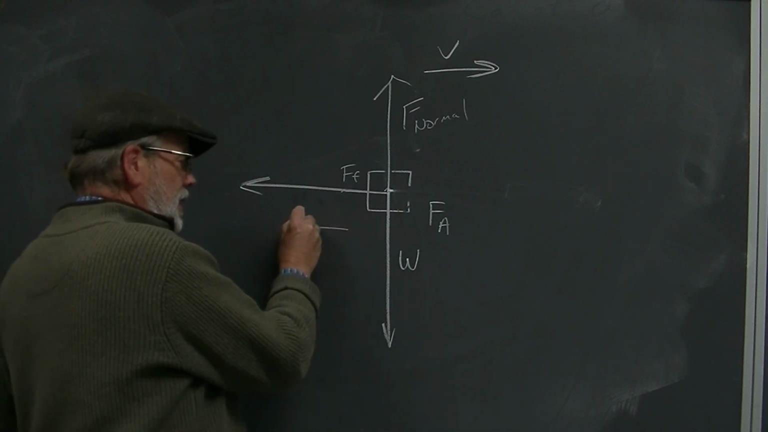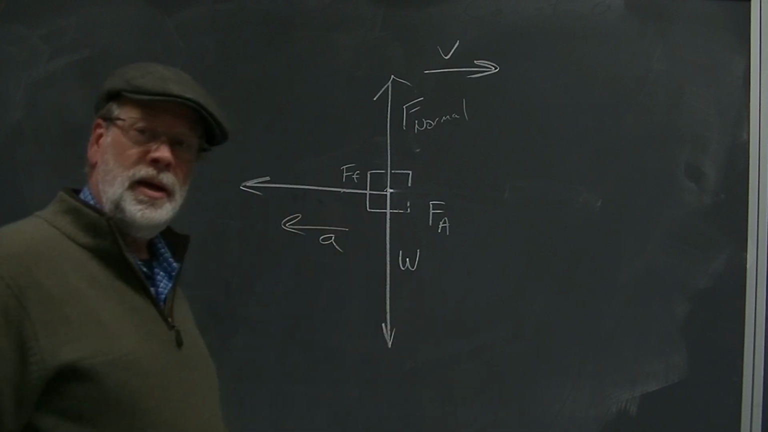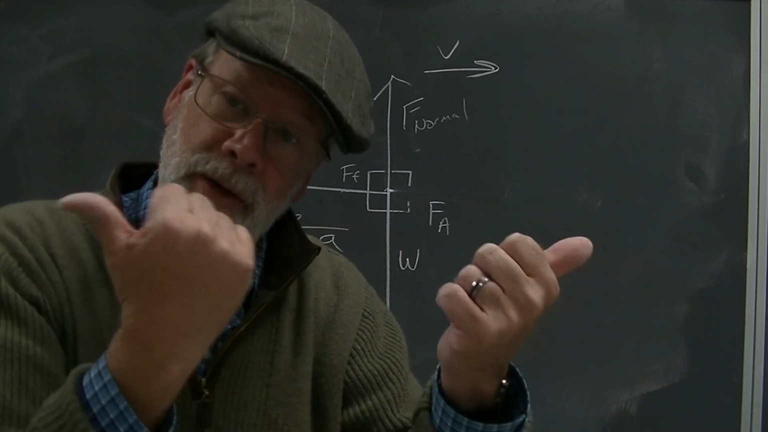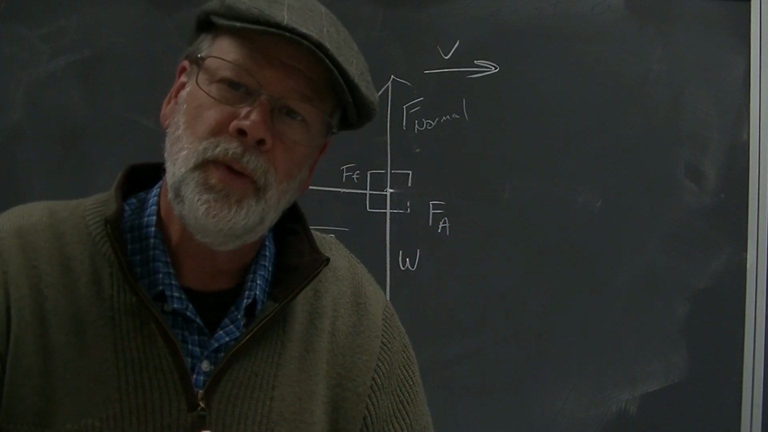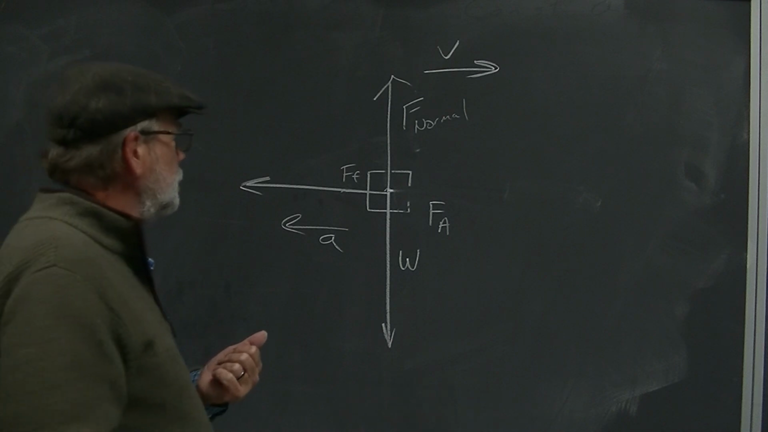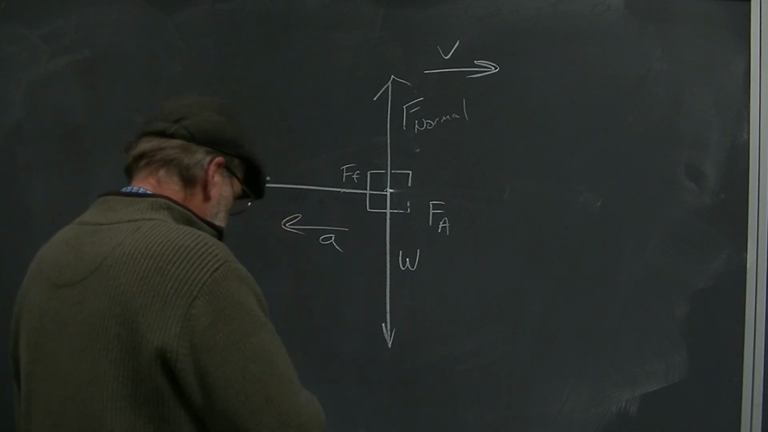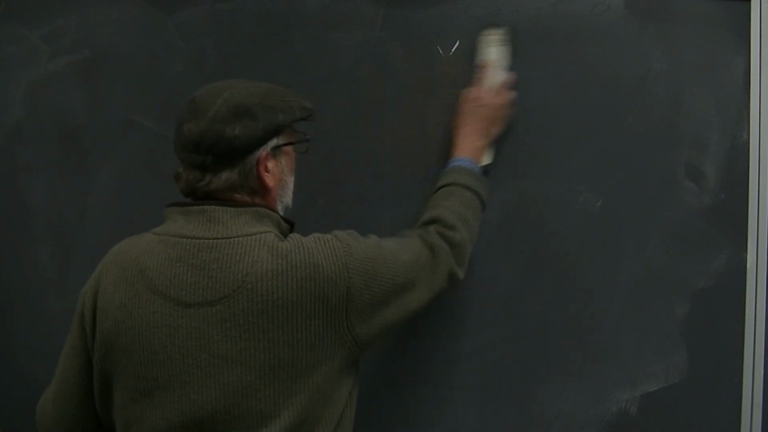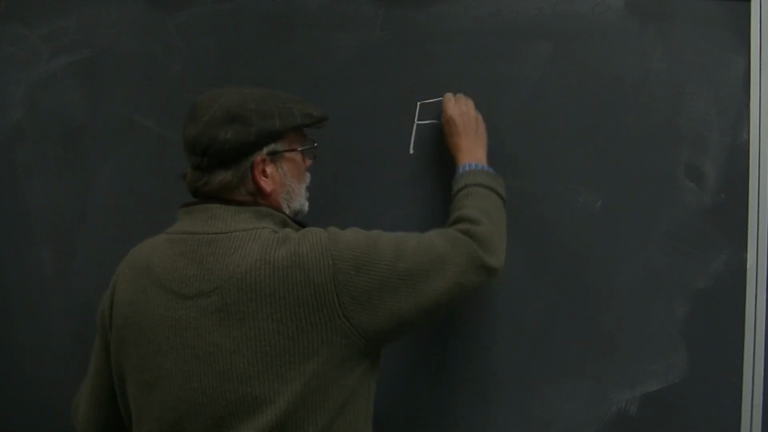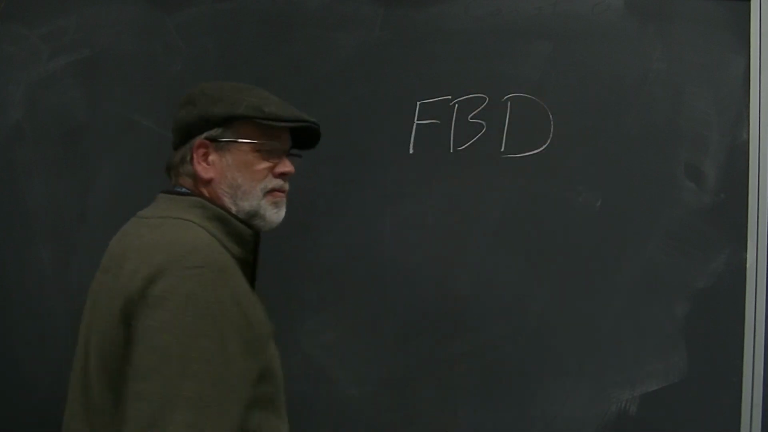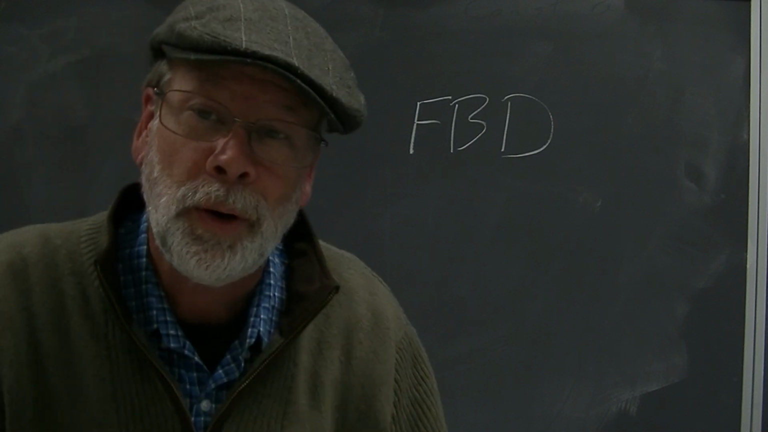So my acceleration would be that way. If my velocity is in one way and my acceleration is in the other, what's happening to my velocity? I'm reducing it, okay? Negative acceleration. These are free body diagrams. Free body diagrams, FBD. Really important.